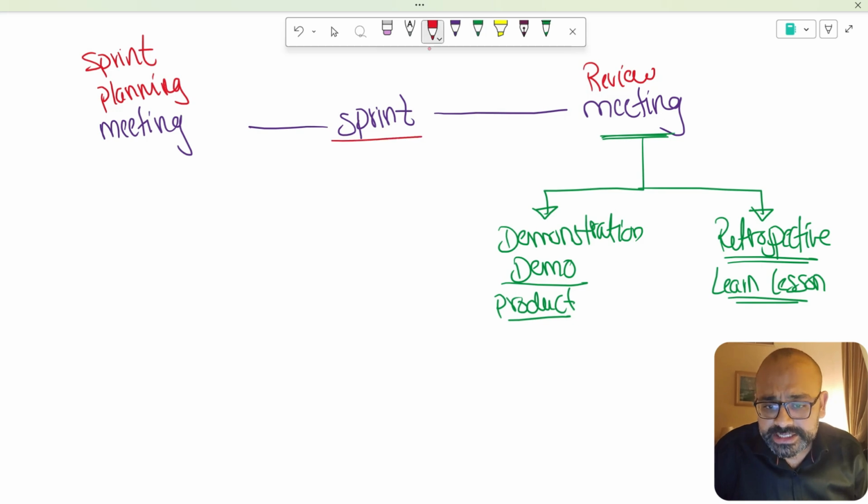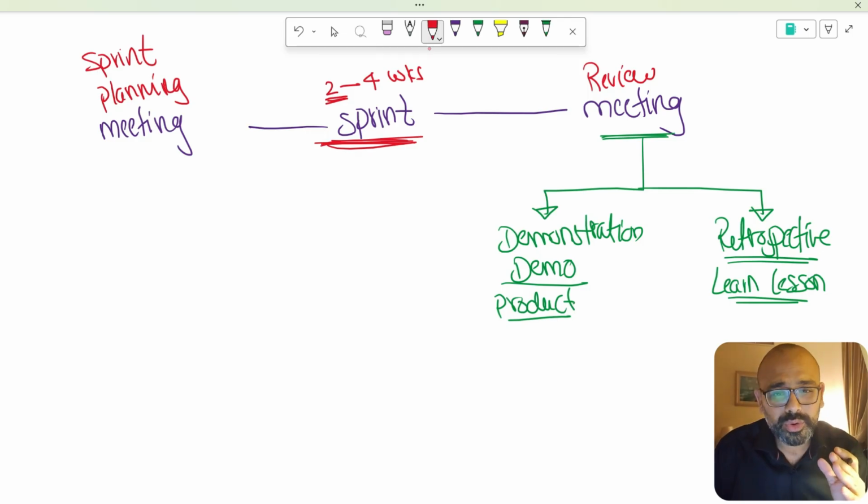Now what happens in here on the sprint? Your sprint is of 7 days maybe, 15 days maybe, 30 days maybe. Ideally, the duration of the sprint should be between 2 to 4 weeks, where 2 weeks is considered as the ideal time. It's not too short, not too long. 4 weeks is a little longer time.